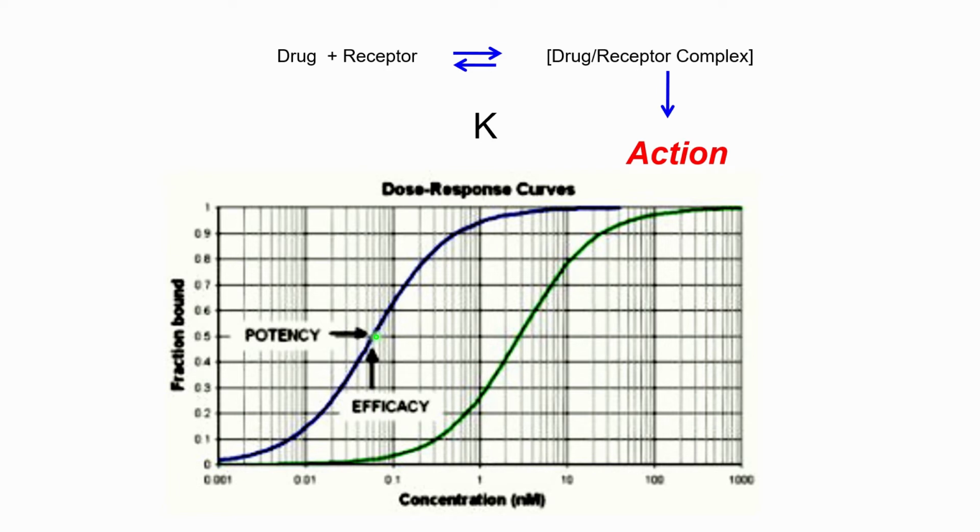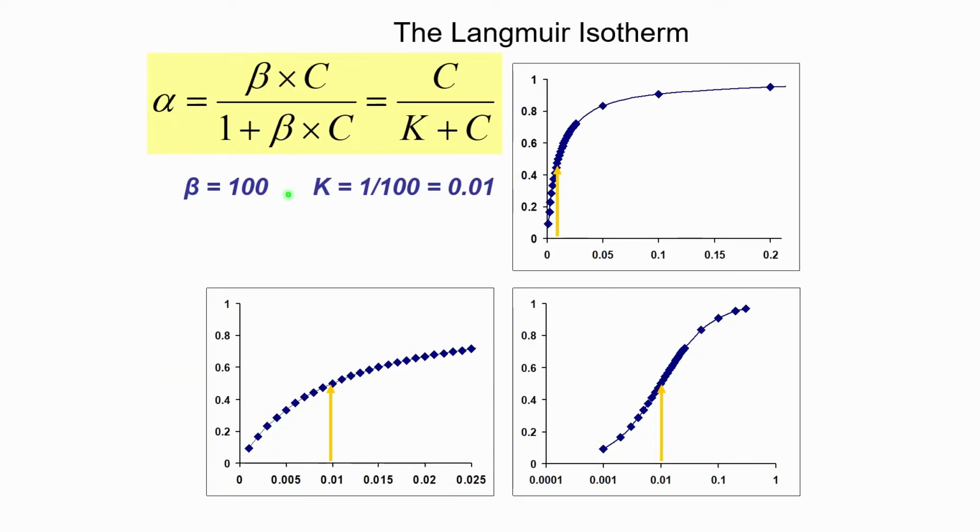Efficacy, on the other hand, gives a measure of action. This is similar to Langmuir as a term that you know from general chemistry. So our action is proportional to some binding constant and to concentration of our drug, and that's a fraction of our receptor occupied.